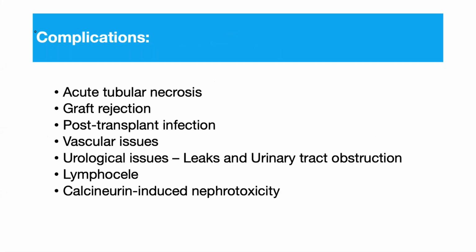The complications of renal transplants are acute tubular necrosis, rejection, infection, sometimes vascular issues, leaks, and very rarely urinary tract obstruction. A very uncommon complication is lymphocele. There is also drug-induced nephrotoxicity from the immunosuppressive calcineurin drugs we give.